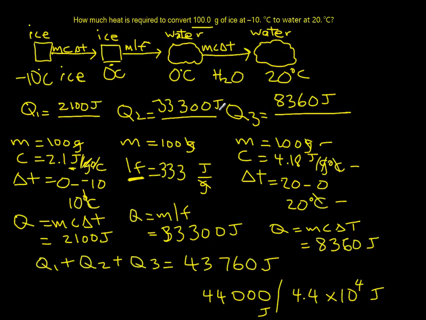it's Q1 plus Q2 plus Q3, the three of them together. So of course it's going to be 2,100 plus 33,300 plus 8,360 will give us 43,760 joules of heat energy. Expressing this using the proper number of significant digits, which in this case is going to be 2 because we have 2 here, and 4 there, we would write 44,000 joules, or using scientific notation, 4.4 times 10 to the fourth power.